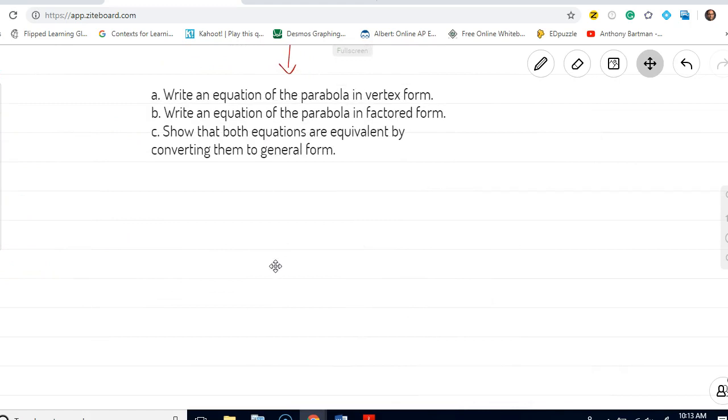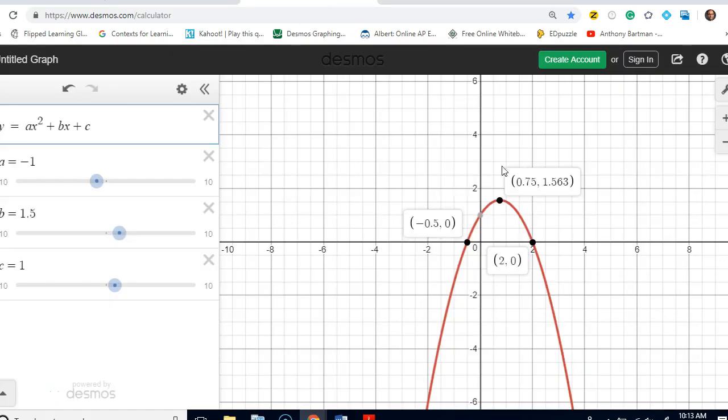We're going to write the equation of the parabola in vertex form, in factored form, and then show they're equivalent by converting them both to general form. So we're going to look at this one right here. We're going to try and see if we can get these values to come out when we actually solve this parabola equation. Right? So we're going to write the equations and see if we can get them to look like this one right here.